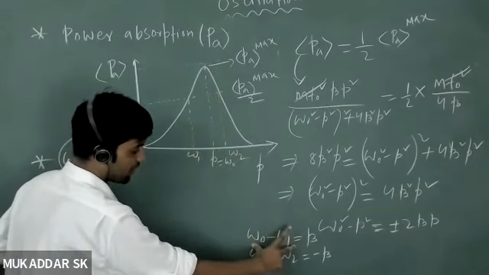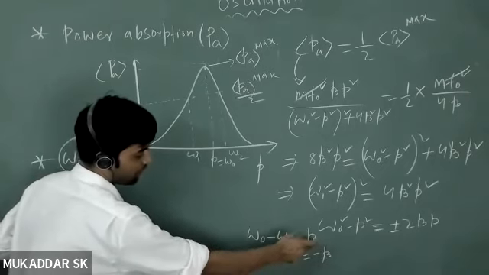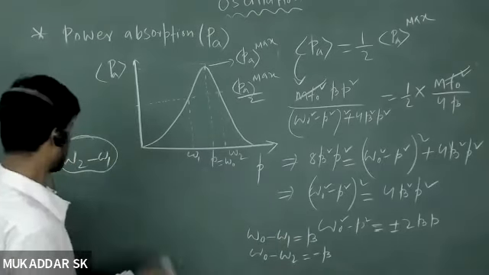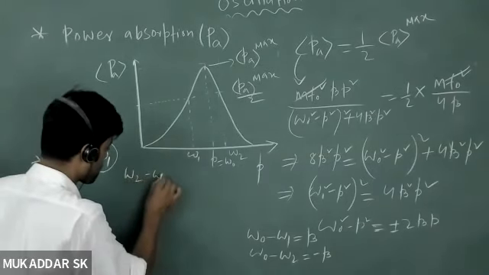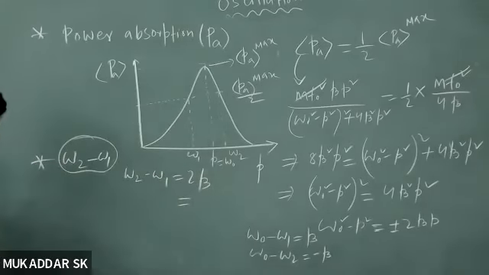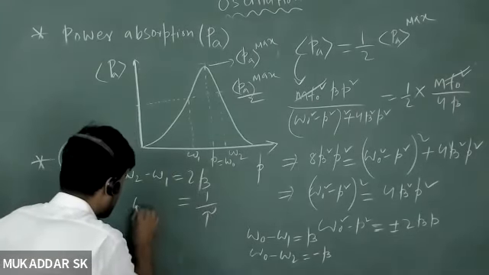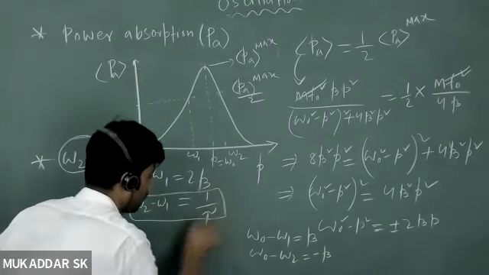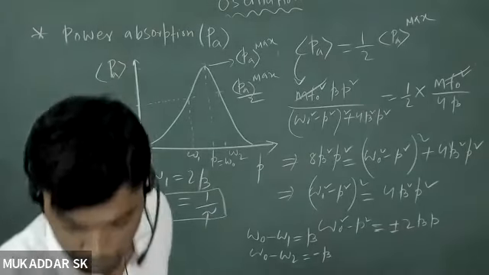So you got two equations. From here you can calculate the bandwidth of resonance. If you subtract this equation from this equation, of course you will get omega 2 minus omega 1. So omega 2 minus omega 1 will become twice beta, right? And twice beta in terms of relaxation time is nothing but 1 by tau. So bandwidth of resonance omega 2 minus omega 1 is nothing but 1 by tau. Is this clear?